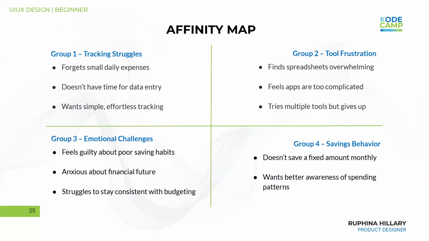Another group is frustration. They are finding the document frustrating to use or overwhelming. Then this is about people. This is where you talk about the feel quadrant. Some people are feeling guilty about having it. They're anxious about financial vision. Yes, I think Daniel commented anxious. Some people struggle to stay consistent with budgeting. These are the emotional challenges.